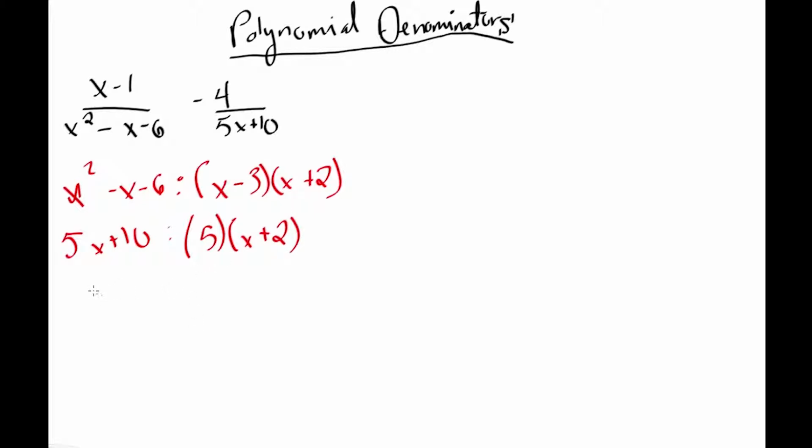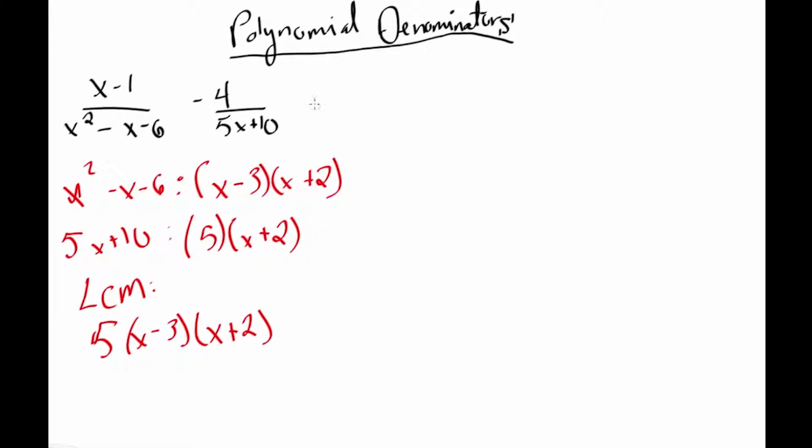So what's my LCM going to be, my lowest common multiple? Well, I'm going to need that 5. It's going to have to show up somewhere. And then I'm also going to need an x minus 3. And I'm going to need an x plus 2. Only one of them, even though it shows up twice. Right? I have one up here and I have one up here. They each only are going to need one.